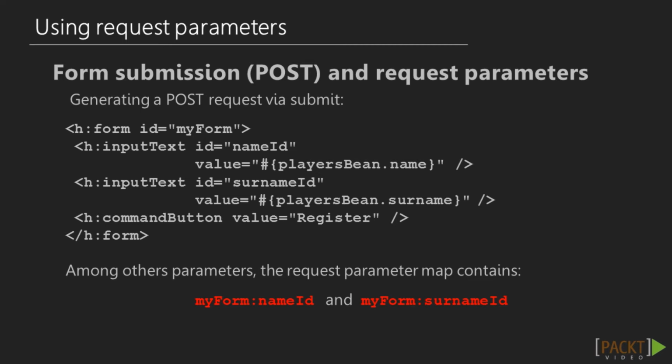Further, in the Apply Request Values phase, JSF inspects these request parameters and extracts the request values for each component in the component tree. By calling the setSubmittedValue method, the request values are stored locally in components. This process is known as decoding.